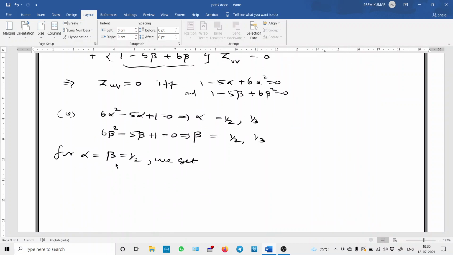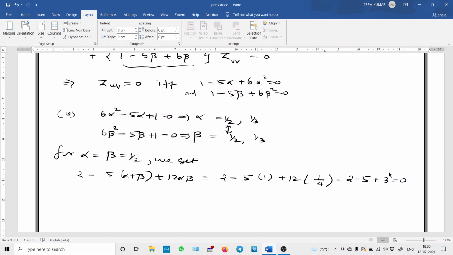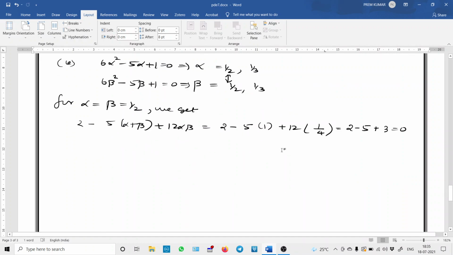For alpha equals beta equals 1 by 2, suppose we take this combination. Then we get 2 minus 5 times alpha plus beta, which is 1, plus 12 into 1 by 4. So what is the answer? 2 minus 5 plus 3 equals 0. So this combination should not be taken because this term should not be 0. So this alpha beta we are neglecting.